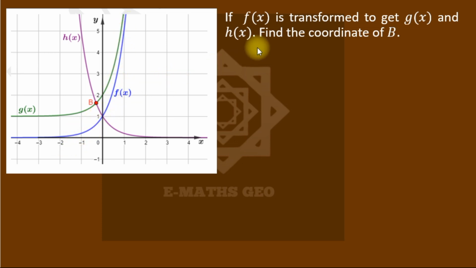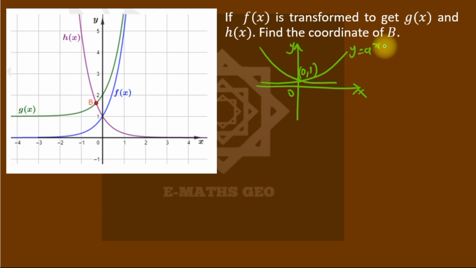We know for any exponential graph, it's either this way or that way. So they intersect at (0, 1), as the y-intercept is 1. This is y equals a raised to 4x, where a is greater than 1. This one is where a is between 0 and 1. So that's it.